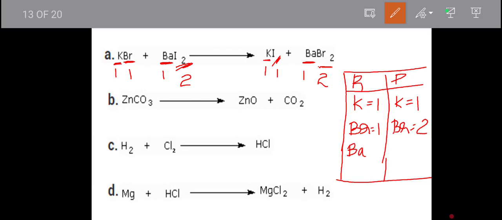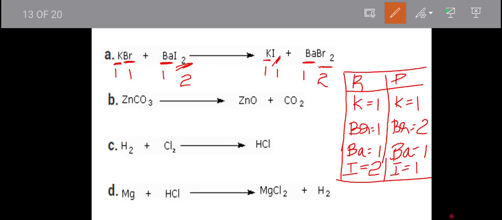Barium: you have only 1 barium on the reactant side. On the product side also, you have only 1 barium. Next is iodine. You have 2 iodine on the reactant side, and 1 iodine on the product side. So you got an idea. You can make a table like this, and see how many reactants and products there are.